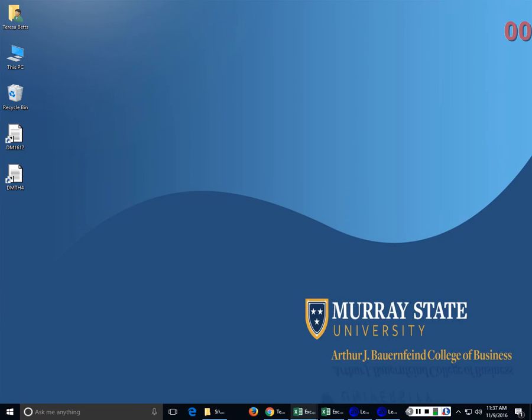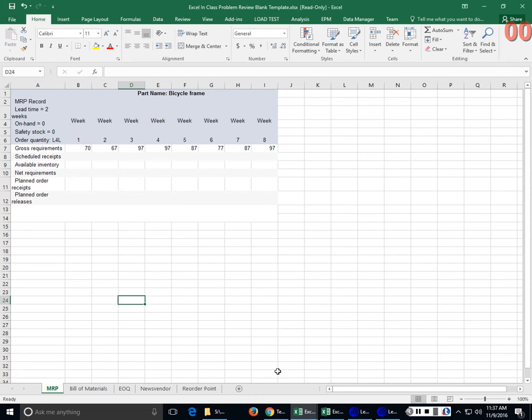All right, let's go ahead and take a look at that first problem. So you can tell the types of problems you're going to have are an MRP problem, a bill of materials problem, economic order quantity, and use vendor and a reorder claim. So those are the 5 basic types of problems that you're going to have.